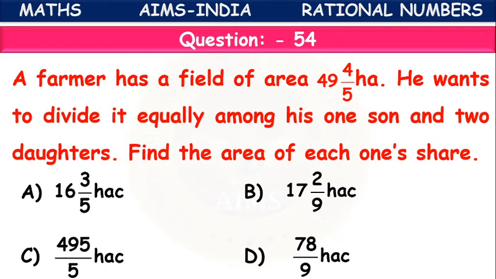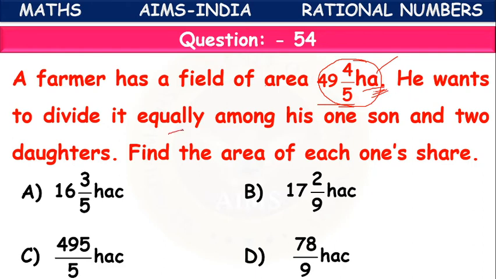Question number 54. A farmer has a field of area 49 4 by 5 hectares. So here area is measured in hectares. 1 hectare equals some area. Actually we measure in acres, but here they have given it in hectares.